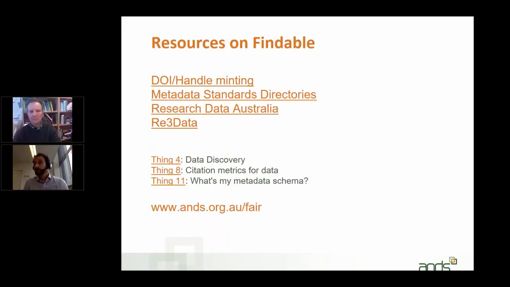Okay, so now you can see the resources on findable, hopefully. There's links here to the DOI and handle minting service that ANZ provides, a link off to a metadata standards directory. If you're looking at different metadata standards, what would be a good one to use that would be relevant to your discipline? There's a link off to the National Australian Research Data Discovery Service, Research Data Australia. And if you're looking at more international, perhaps disciplinary repositories where you'd want to make your research data findable, have a look at Re3Data, an international initiative which lists all sorts of different repositories, and Paradisec in there too.